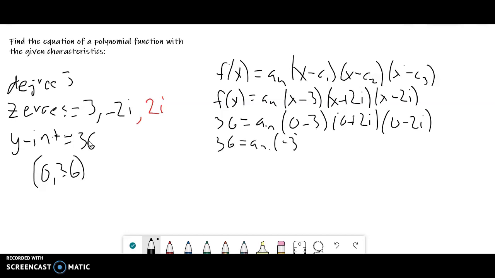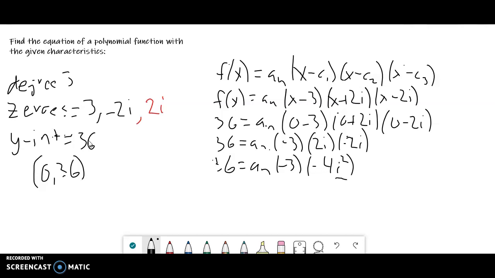So we have the negative 3 times the 2i times the negative 2i. And we want to multiply these together. It is always easiest if you multiply your complex conjugates first, in this case just the two imaginary numbers. 2i times a negative 2i is a negative 4i squared. And then remember, i squared is just a negative 1. So if we have a negative 4 times that negative 1 here, that's just going to turn that into a positive 4. And so we will have negative 3 times positive 4, which of course is a negative 12.